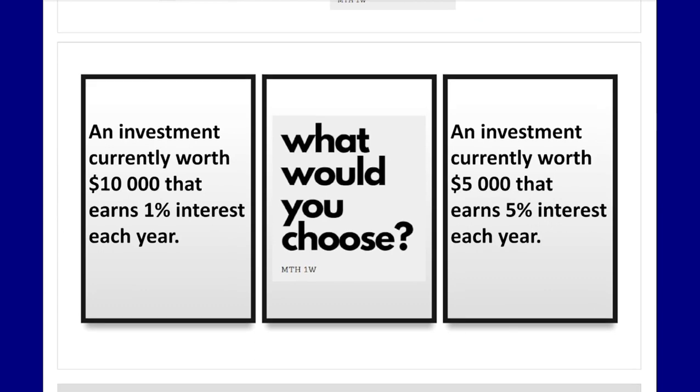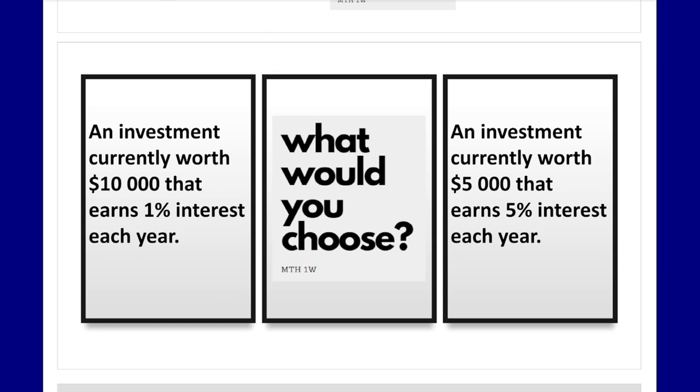Would you choose an investment that's currently worth $10,000 and earns 1% interest each year? Or would you choose an investment currently worth $5,000 and earns 5% interest each year? Which one did you choose?